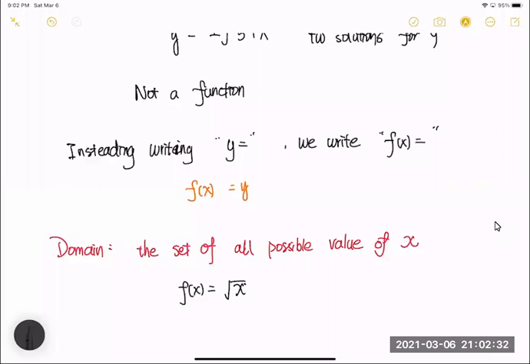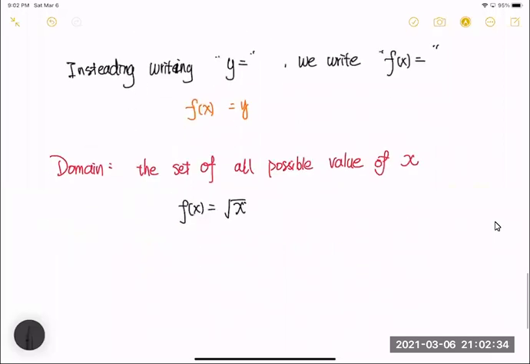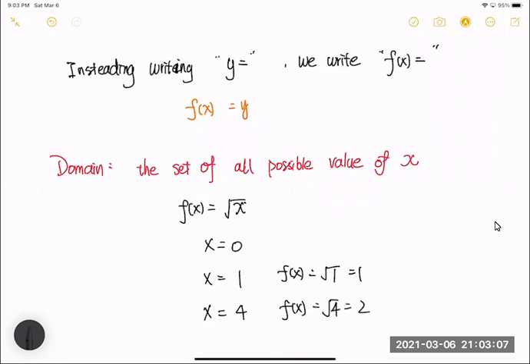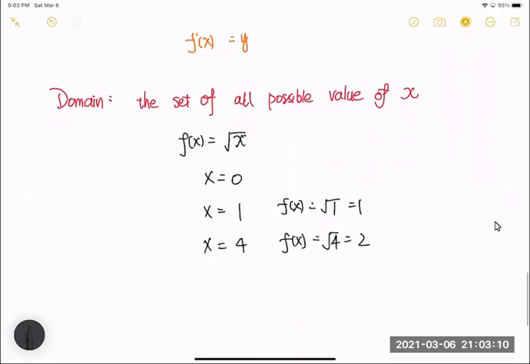Okay, so now let's look at all the possible values of x. x can be 0, right? Because the square root of 0 equals 0. x can be 1. Then f(x) equals the square root of 1, which equals 1. Or x can equal 4. So the square root of 4 equals 2. So that means x can equal 4.